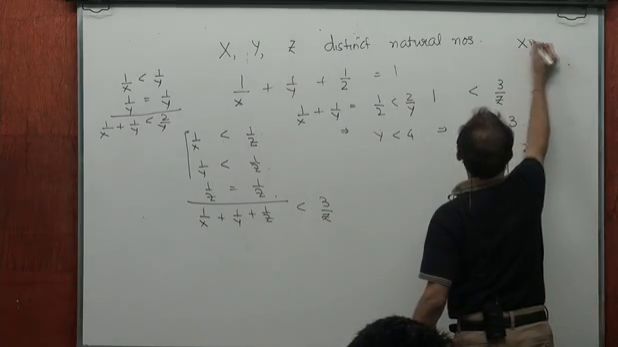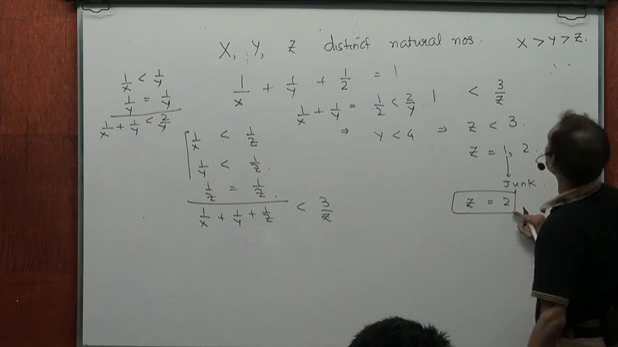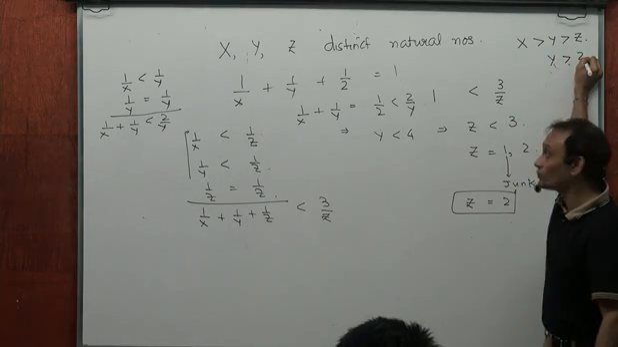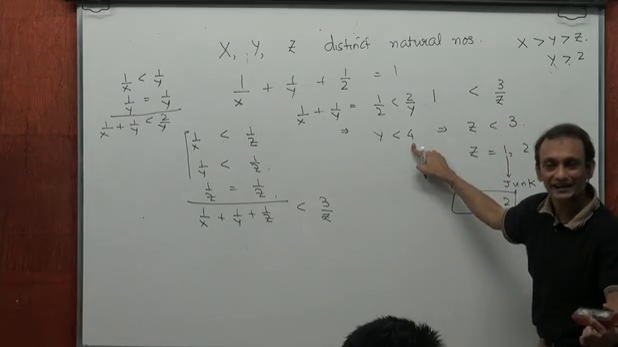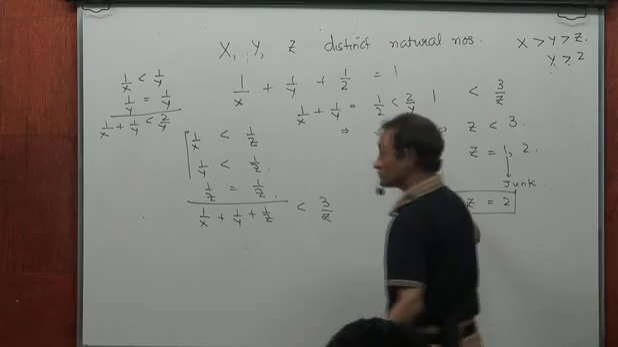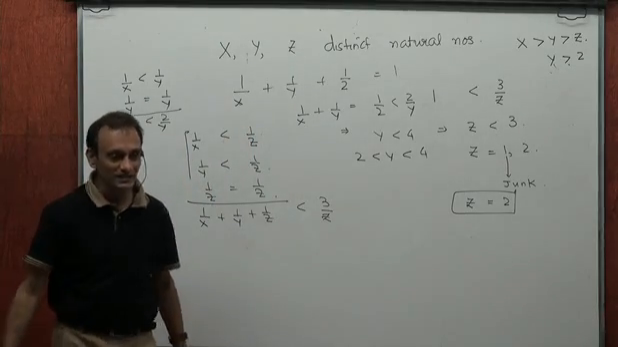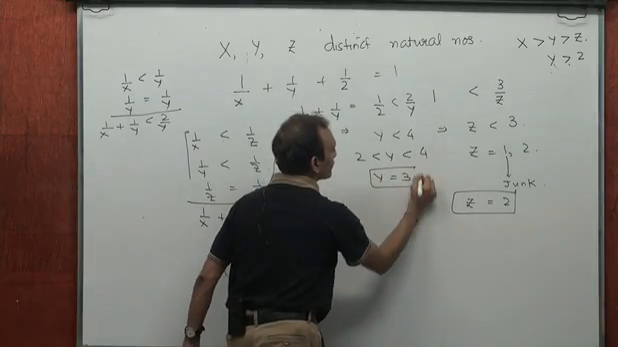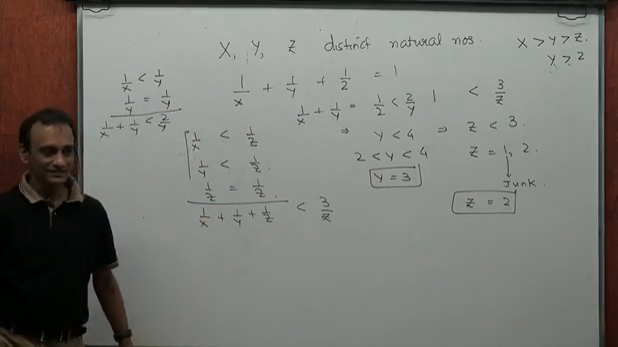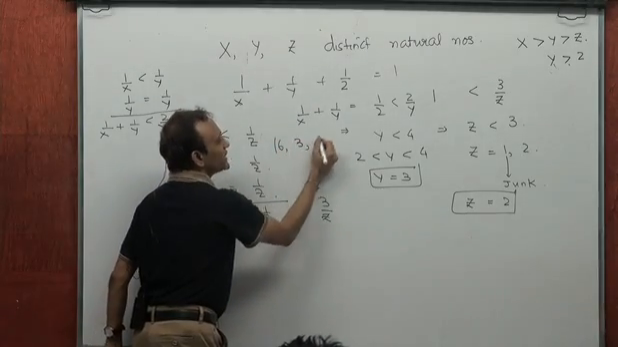See, we started with x greater than y greater than z, isn't it? Z has turned out to be 2. Y is greater than 2, but y is less than 4. So what's the only possible y? Y greater than 2, y less than 4. What's the only natural number y? 3. Y must be 3, therefore. So z equal to 2, y equal to 3, you will get x equal to 6. Right? So you get x equal to 6, y equal to 3, and z equal to 2.